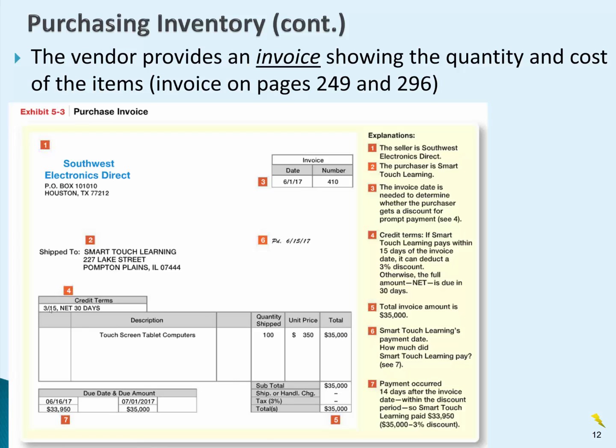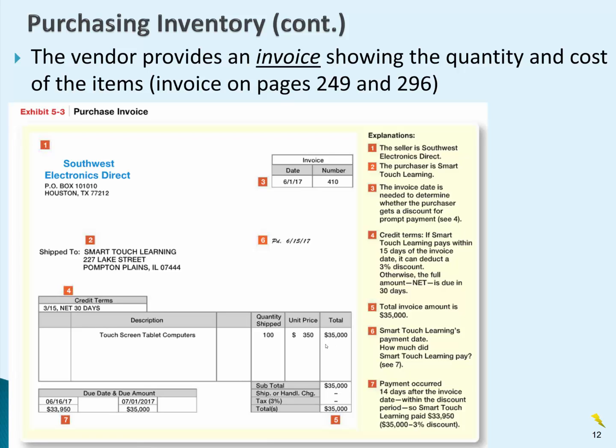So what this means is if we pay this invoice within 15 days of the invoice date, so by June 16th, we will get this 3% discount. So we would remove 3% from our price. Otherwise, the net amount is due within 30 days. And then it looks like we purchased 100 touchscreen tablet computers at $350 each, so a total of $35,000.